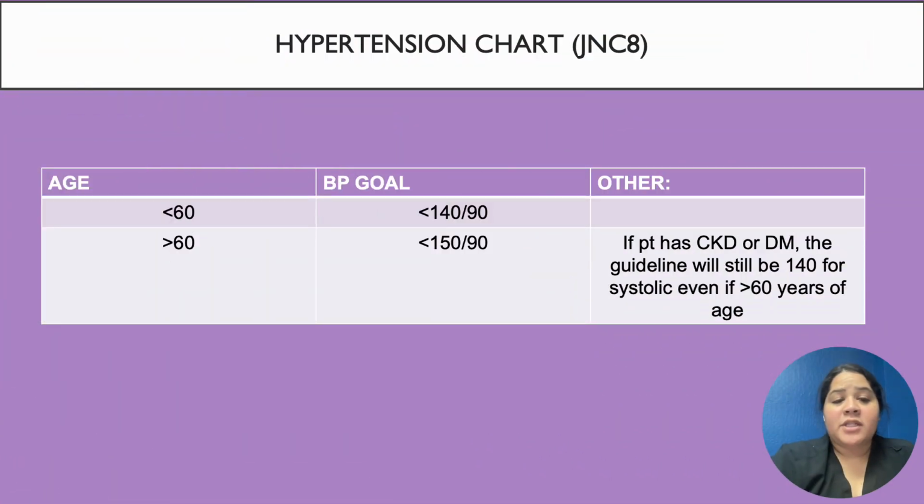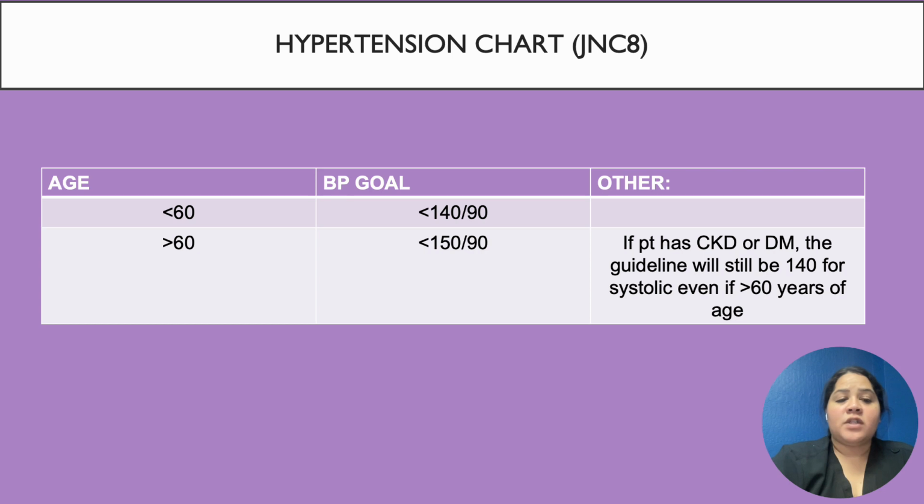And here's your hypertension chart based off of JNC8. So remember that I discussed that JNC8 is the organization that sets the guidelines related to age, race, and diseases that may be present. So in general, anybody who is under the age of 60, the blood pressure goal would be considered at goal if it was less than 140 over 90.